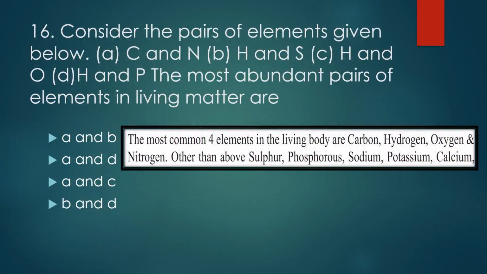Consider the pairs of elements given below: carbon and nitrogen, hydrogen and sulfur, hydrogen and oxygen, hydrogen and phosphorus. The most abundant pairs of elements in living matter are. So, surely it should be C and N. The answer should contain A. That means you can take these three. You can neglect this B and D.